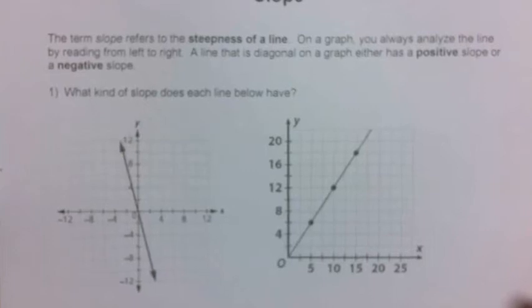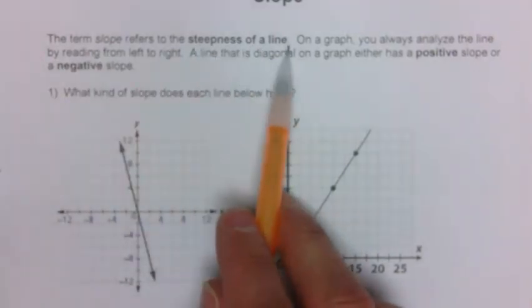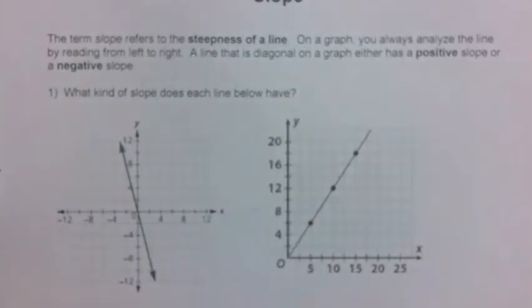In today's lesson, we're going to be learning about slope. The term slope refers to the steepness of a line. On a graph, you always analyze a line by reading from left to right. A line that is diagonal on a graph either has a positive slope or a negative slope.